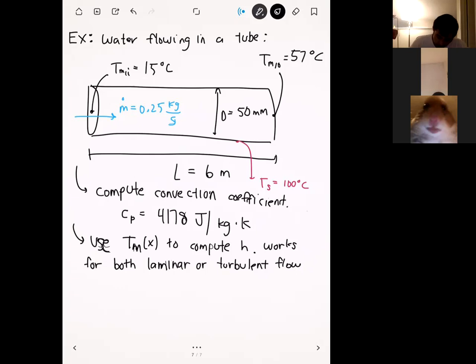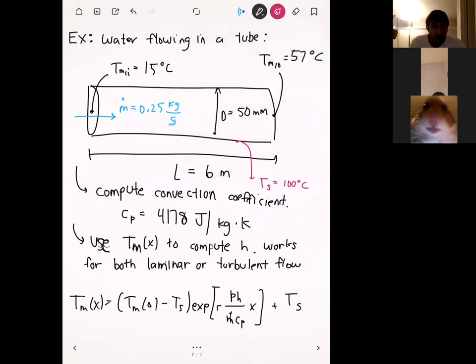That's going to give us a reliable number for the convection coefficient. For this case, we have a surface temperature that is constant, and so our Tm of x looks like the same expression that we had from the previous problem. First we have the difference in temperature between the inlet and the surface, then we have exponential of minus P times h divided by m dot Cp times x, plus Ts.